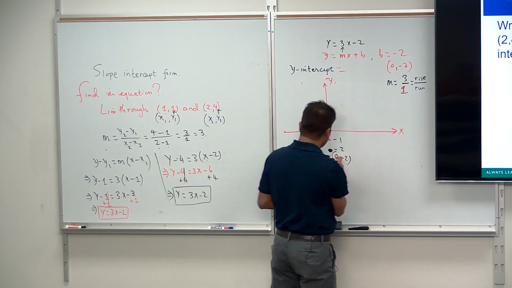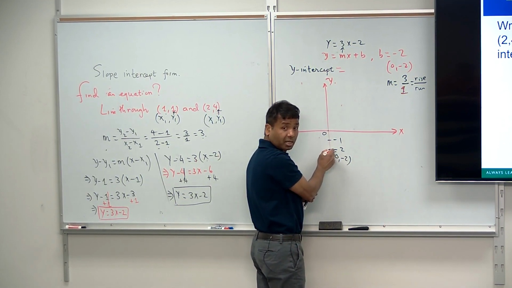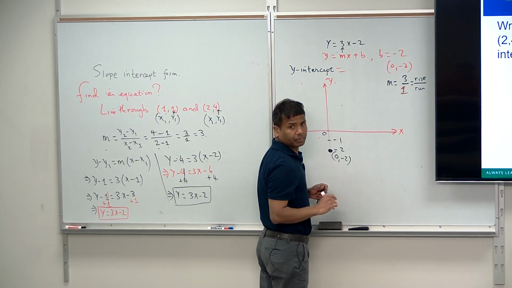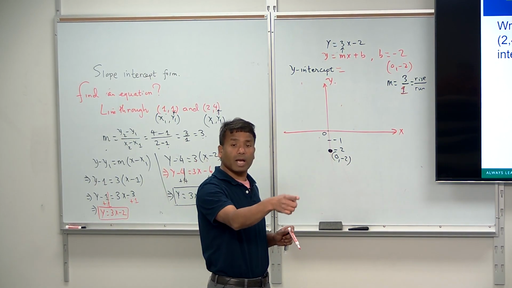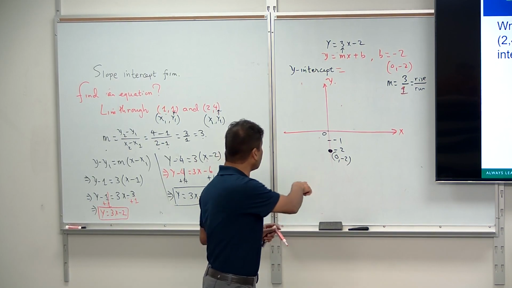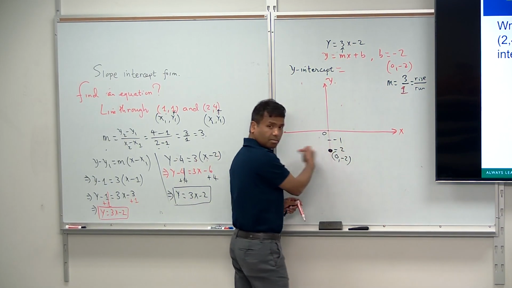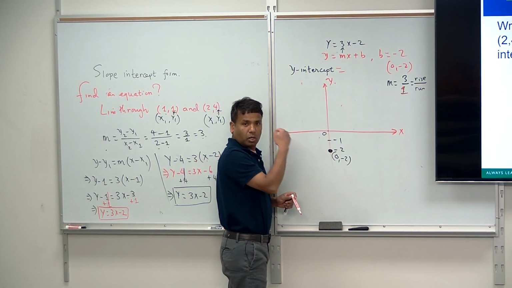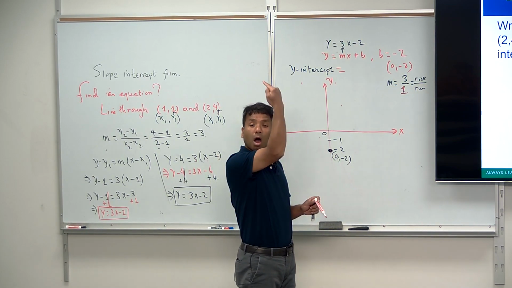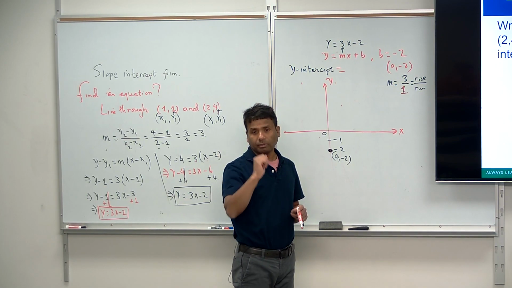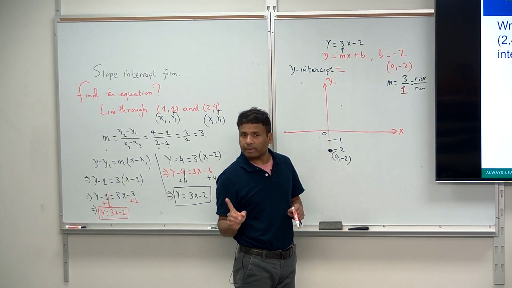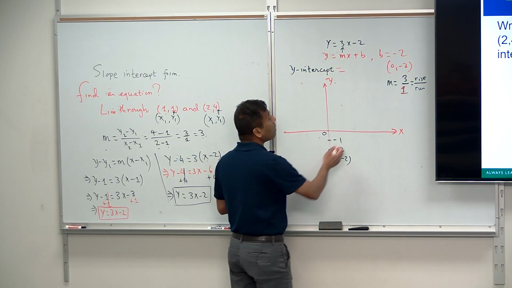So that means from this point, your run is positive. That means you have to move right. If your run is positive, you have to move right. You have to go right from this point. If your run is negative, you have to go left. If your rise is positive, you have to go up. If your rise is negative, you have to go down. You see what I'm talking about, right? Okay. So now you have to go 1 unit right.